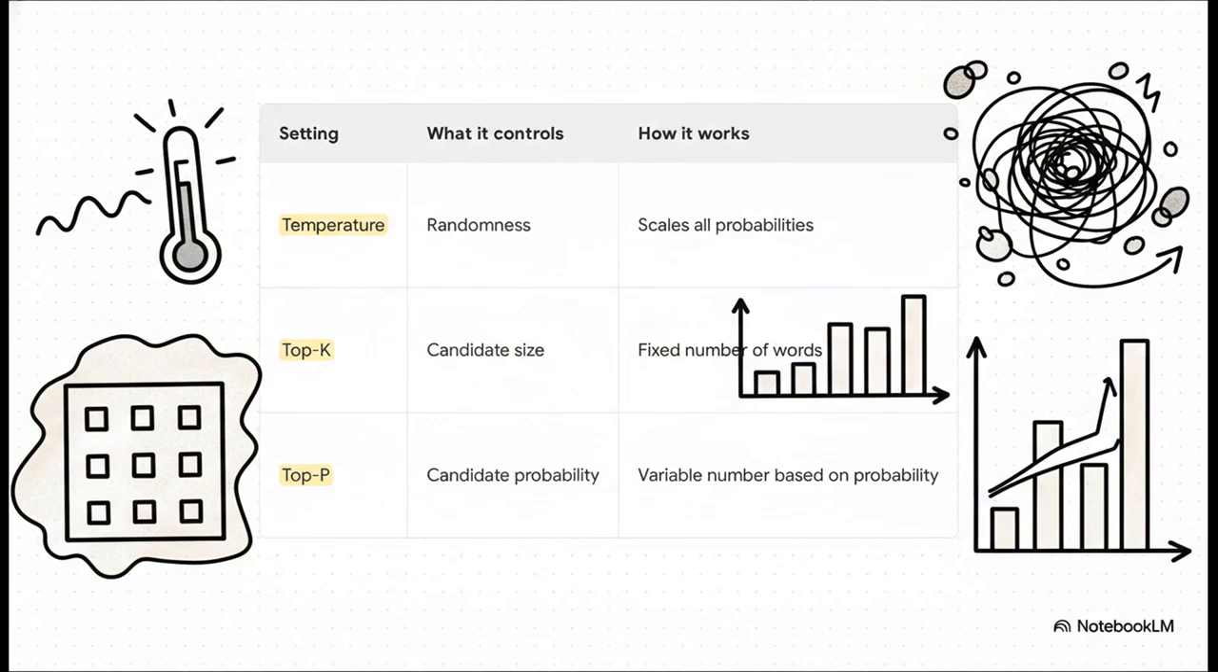Let's do a quick recap of the key differences here. Temperature is all about randomness. It adjusts the odds for every single contender. Top K is a hard limit. You're setting a fixed number of candidates, period. And top P is a flexible limit. It creates a dynamic pool based on a combined probability score.